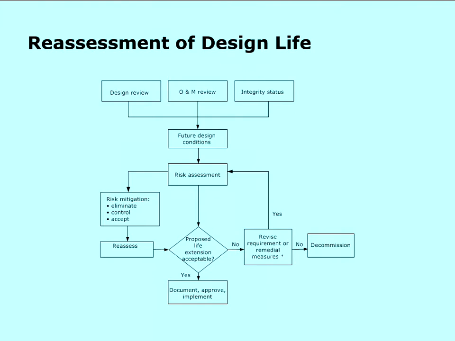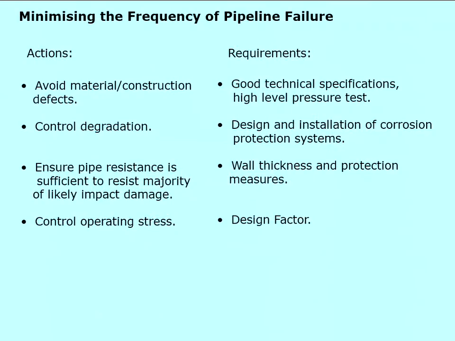You've got to ensure the pipe resistance is sufficient to resist the majority of likely damage, and that basically means you've got to have the right wall thickness and protection measures over the pipeline. And you've got to control the operating stress if you want to control the failure mode of the pipeline. And basically that means you've got to have a low design factor if you want to ensure that you're going to leak before rupture.